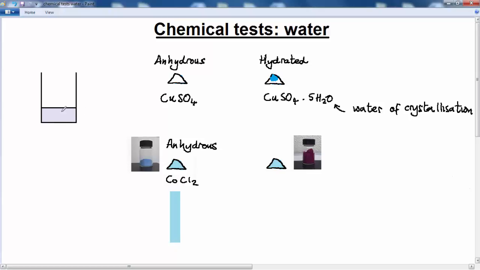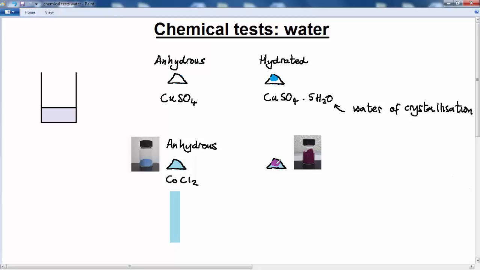We carry out the test adding a few drops of water to the anhydrous. The water of crystallization gets absorbed into the lattice structure again, and the light blue crystal becomes this deep pinky purpley colour. Alright, so there we go. There we see that the light blue crystal changes colour, and this indicates the presence of water.